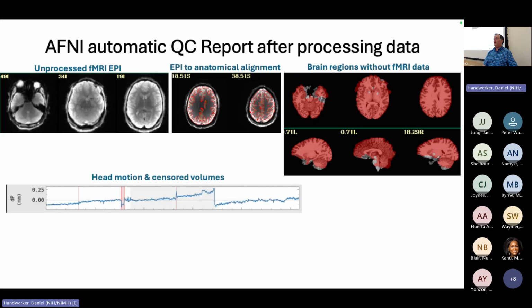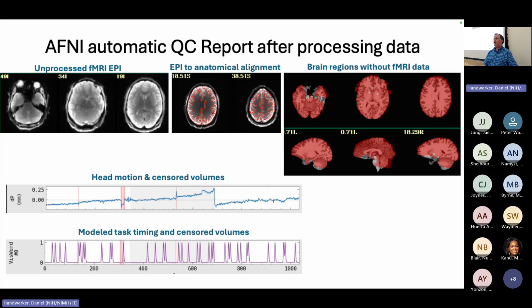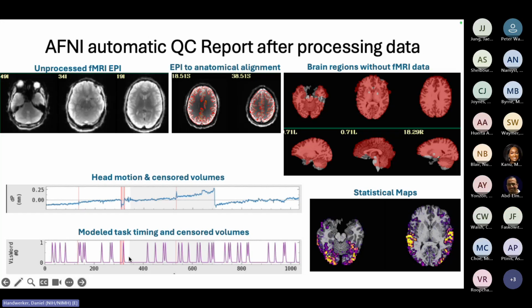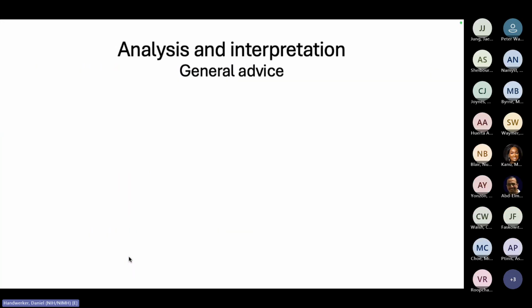You can look at head motion. How much do they move their head across time? You can look at what voxels were removed by head motion or other censoring tools versus your task design when events appear. And finally, you can look at the statistical map to say, did I get activation in the areas I expected? And if not, that's something to think about more.